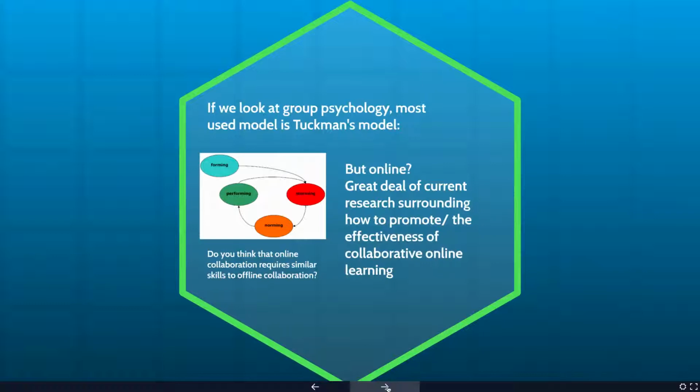This is a model that was developed for real-time groups. So there's a lot of current research looking at how we might promote the effectiveness of collaborative online learning. And again, it's an interesting question. Do you think online collaboration requires similar skills to offline collaboration? I think it probably does require quite similar skills, but with an added layer of technological competence. But I'd be very interested to hear what you think to this question.